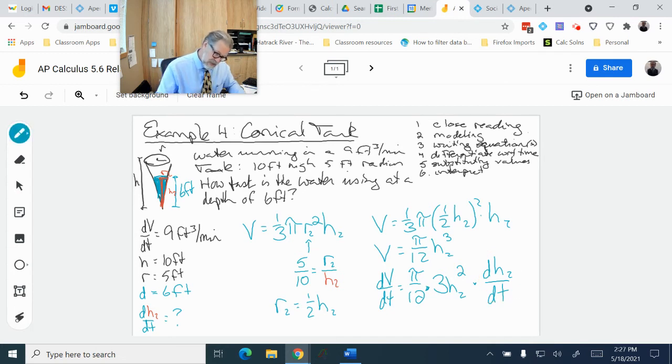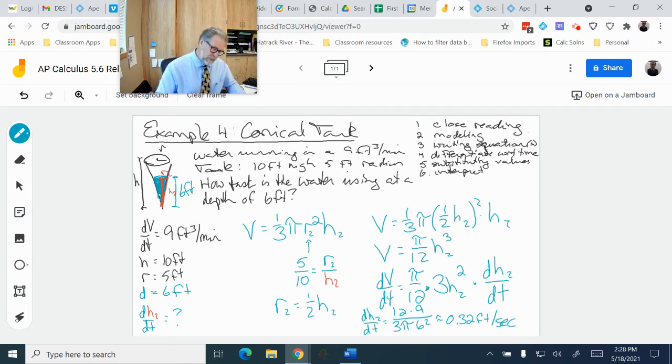So, the rate of change of the height of the water with respect to time equals, well, I've got 12 times the rate of change of the volume divided by 3 times pi times the height of the water squared at that time. And if I type that into my calculator, I get approximately 0.32 feet per second.